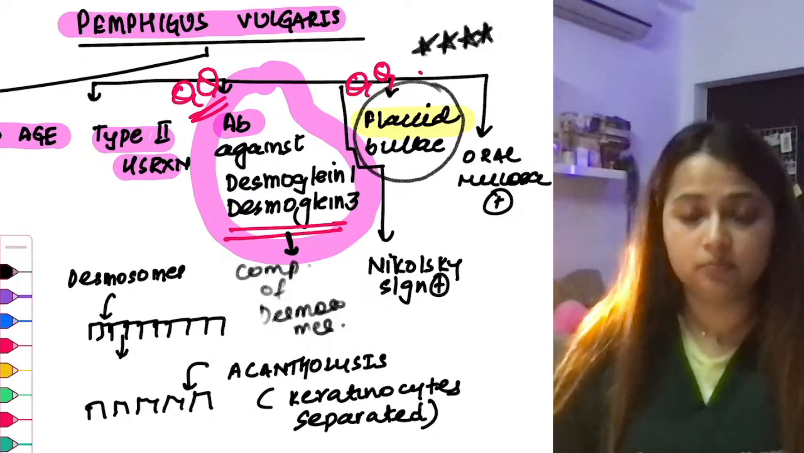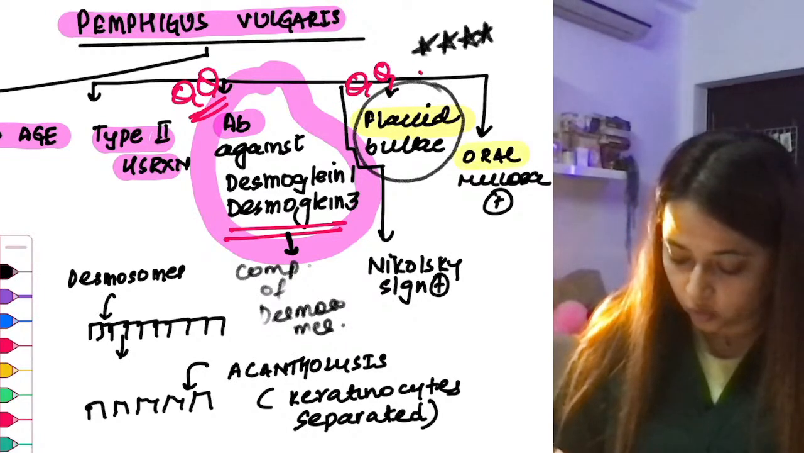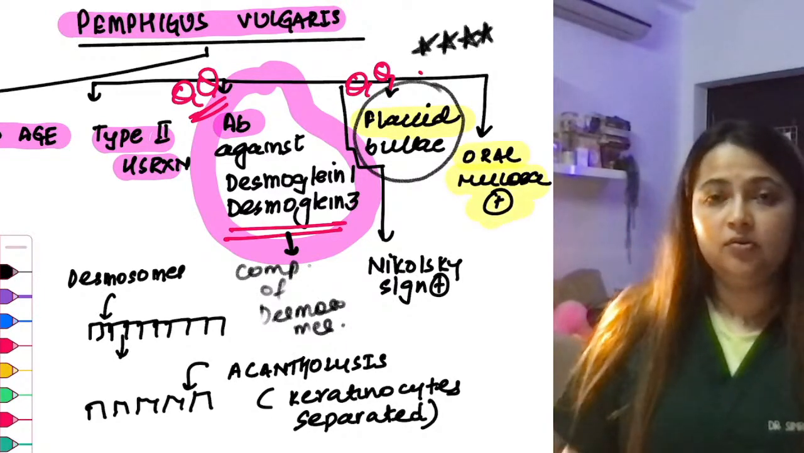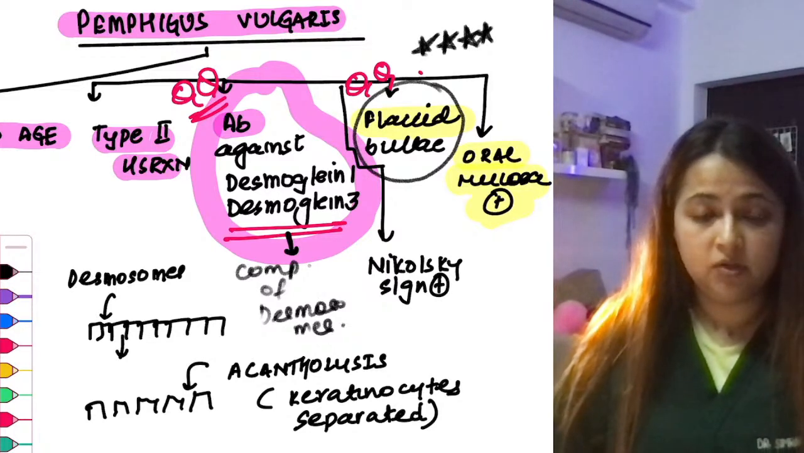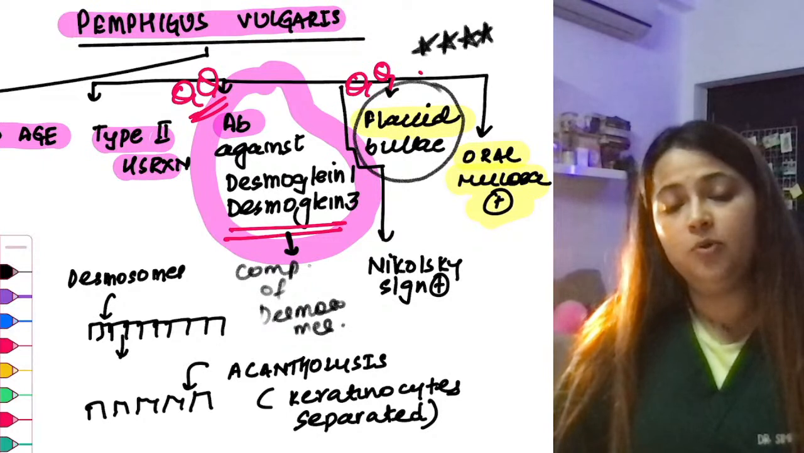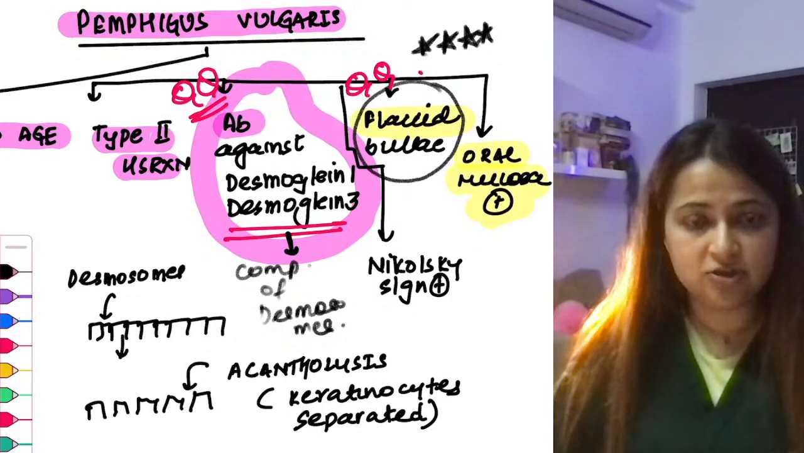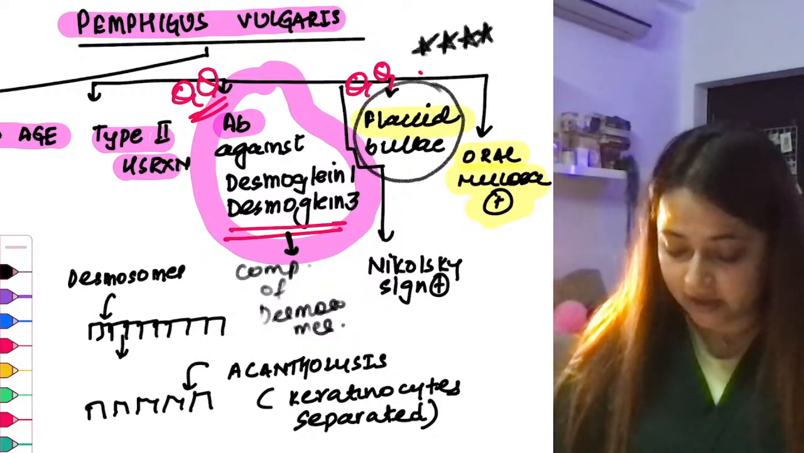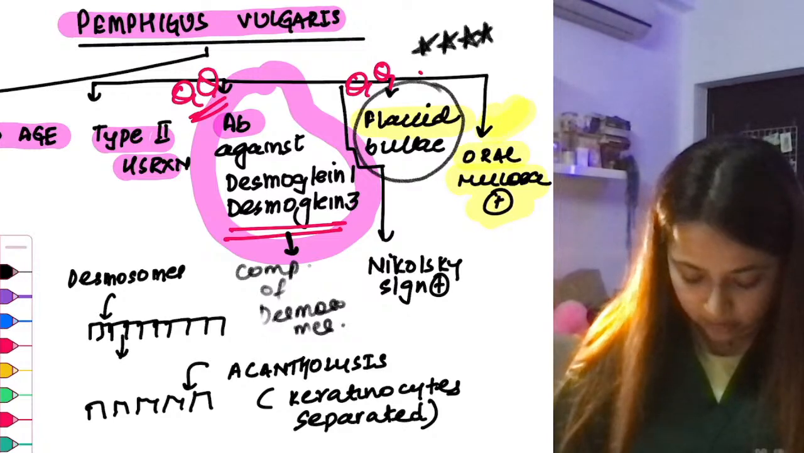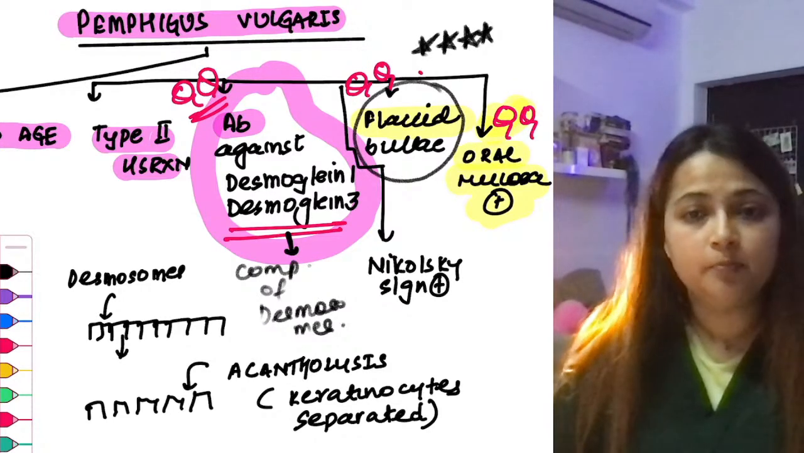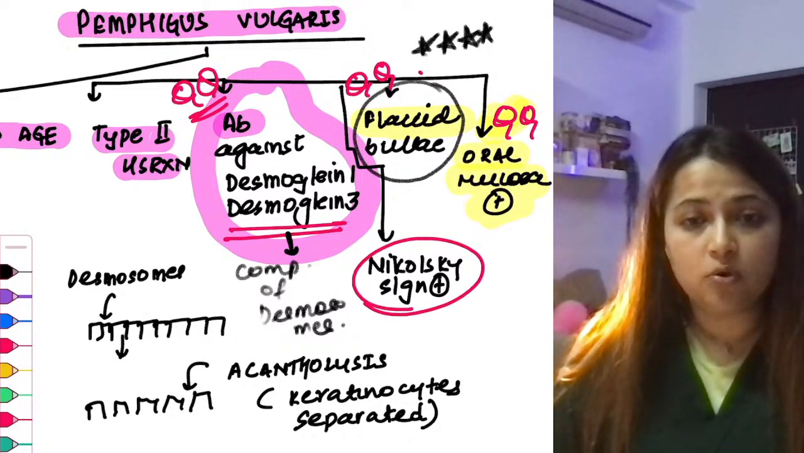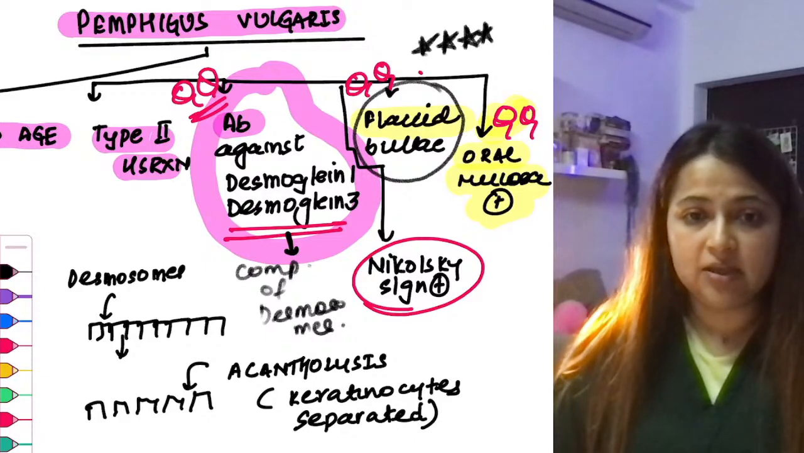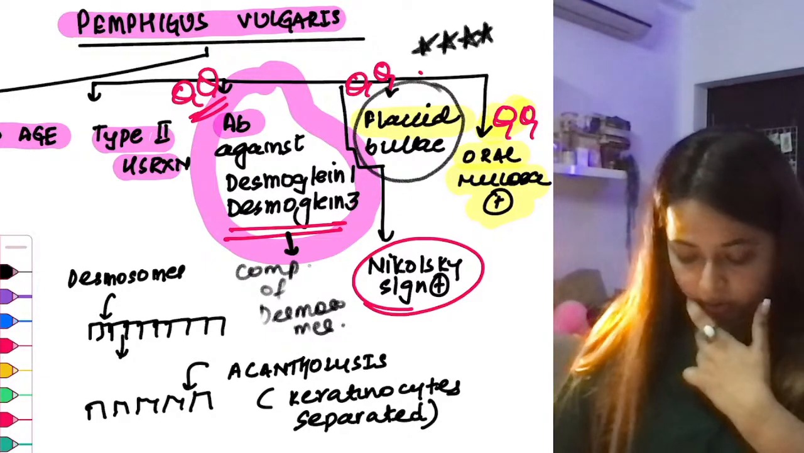Bullae are flaccid. Another point, oral mucosal involvement. Whenever you see a patient of Pemphigus vulgaris, the oral mucosal involvement could be the first presentation of the patient. So keep this point in mind that oral mucosa is involved in case of Pemphigus vulgaris. And Nikolsky sign is also positive in case of Pemphigus vulgaris. Keep these points in mind. They are very, very important.